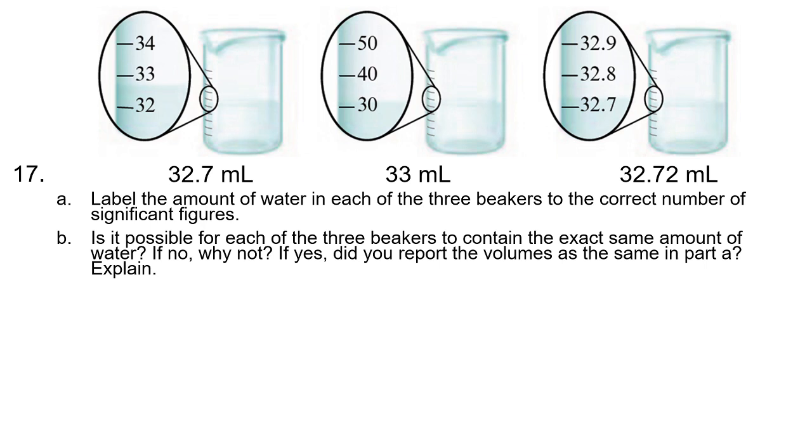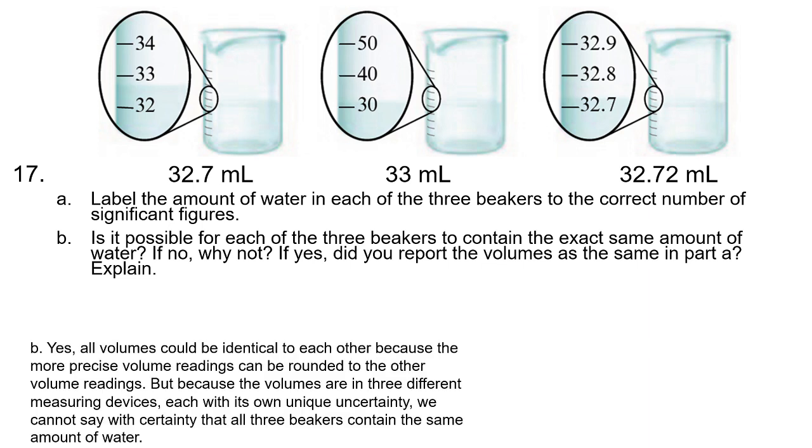Is it possible for each of the 3 beakers to contain this exact same amount of water? If no, why not? If yes, did you report the volumes as the same in part A? Explain. So there's a little bit of leniency with how you could have answered this question, because you have to basically state the claim that yes, they are the exact same, or no, they're not, and then that led to the follow-up. So I'll go ahead and share with you what I interpreted. So I'm going to go ahead and say yes, all the volumes could be identical to each other, because the more precise volume readings can be rounded to the other volume readings.